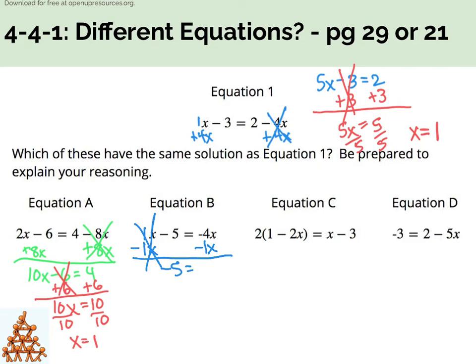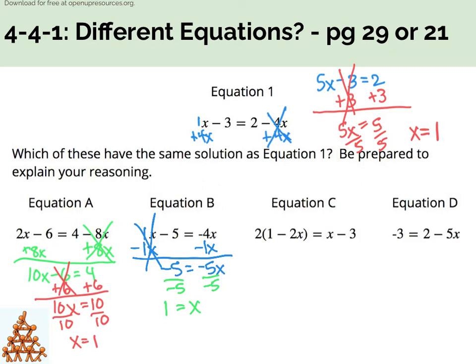I have negative 4 plus another negative, and that's going to make a negative 5. And then negative 5 times the x, they are multiplying, so I can divide. So then x also equals 1.